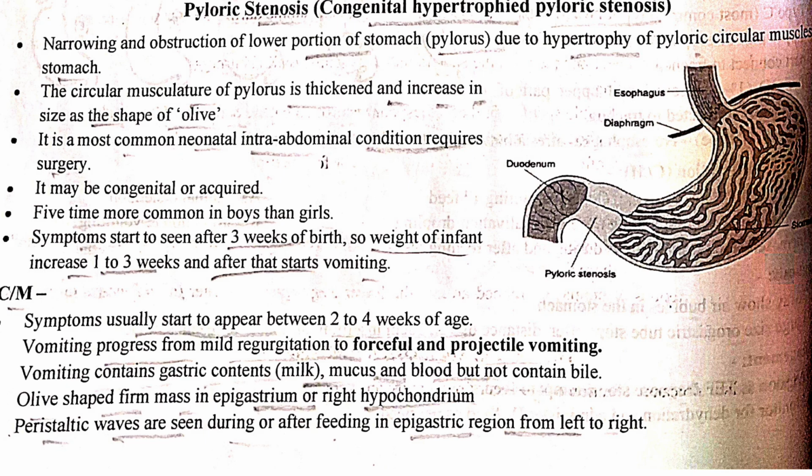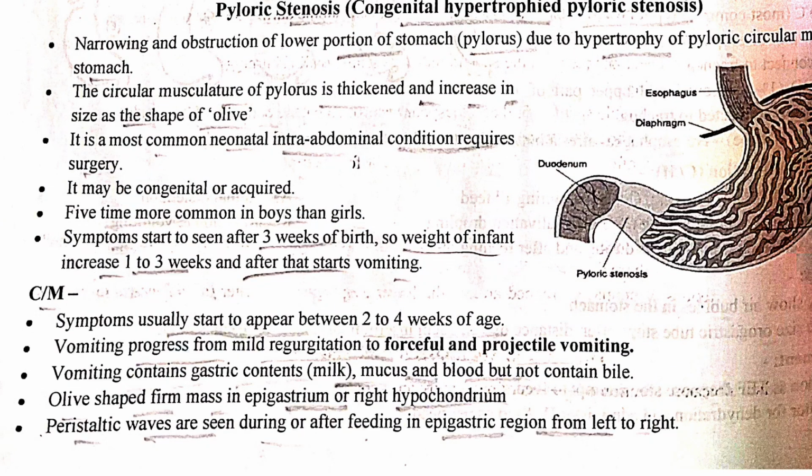Symptoms start to be seen after 3 weeks of birth. So the weight of the infant increases for 1 to 3 weeks and after that starts vomiting. Clinical manifestation. Symptoms usually start to appear between 2 to 4 weeks of age. Vomiting progresses from mild regurgitation to forceful and projectile vomiting.